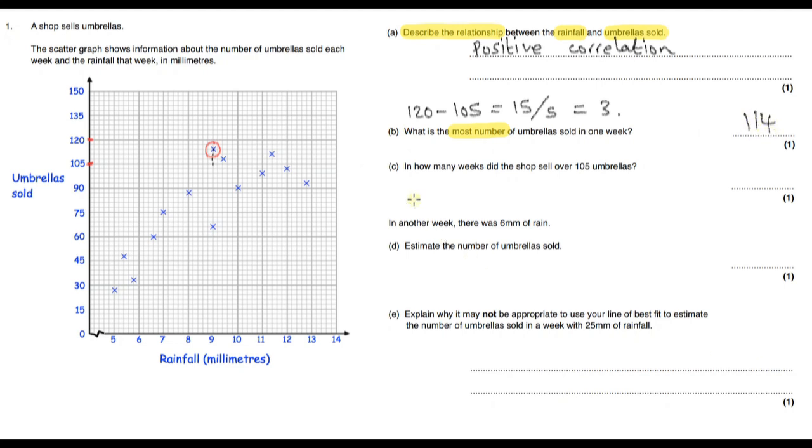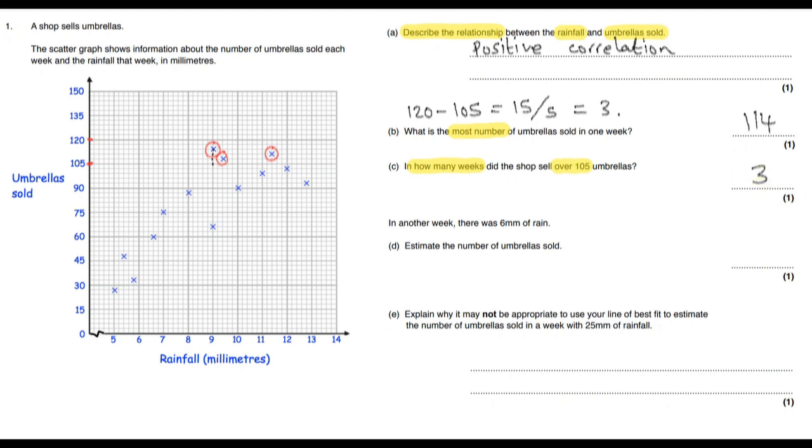Okay, part C. In how many weeks did the shop sell over 105 umbrellas? So 105 umbrellas, well, we're looking along this line here. So we've already seen this one was over 105. This one's over 105. And this one's over 105. All the rest are less than 105. So there were 3 weeks. So my answer for this is just going to be 3.